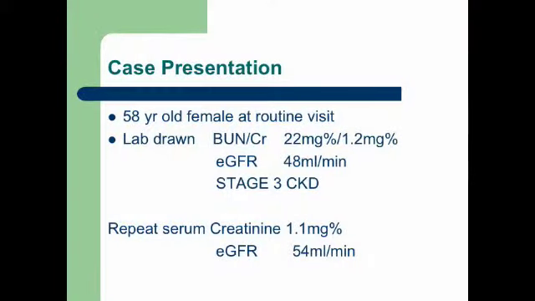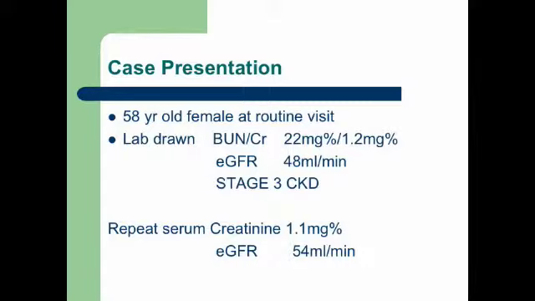Blood test is drawn at a routine visit. It's a 58-year-old healthy woman. And a creatinine comes in at 1.2 here. And the lab sheet spits out a GFR of 48 mLs per minute. And as you'll see in the staging in a little while, this person has stage 3 chronic kidney disease. Bad news. A repeat creatinine was 1.1.